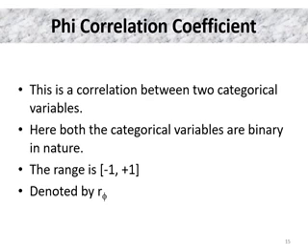Next we go to the phi correlation coefficient. This is used when both the variables are categorical in nature, and both of them are binary in nature. So in such a case, when we have two sets of binary variables and we want to find a relationship between them, then we have to rely on the phi correlation coefficient. The phi correlation coefficient has a range of -1 to +1, and it is denoted by r suffix phi.